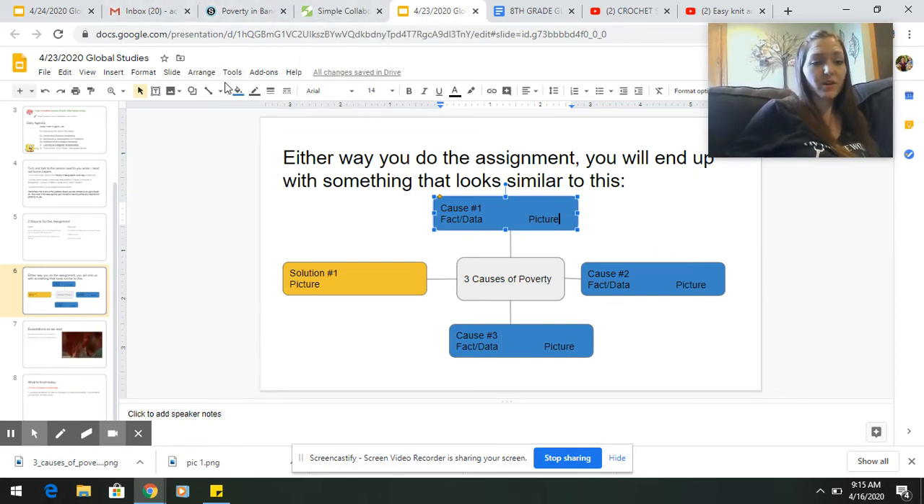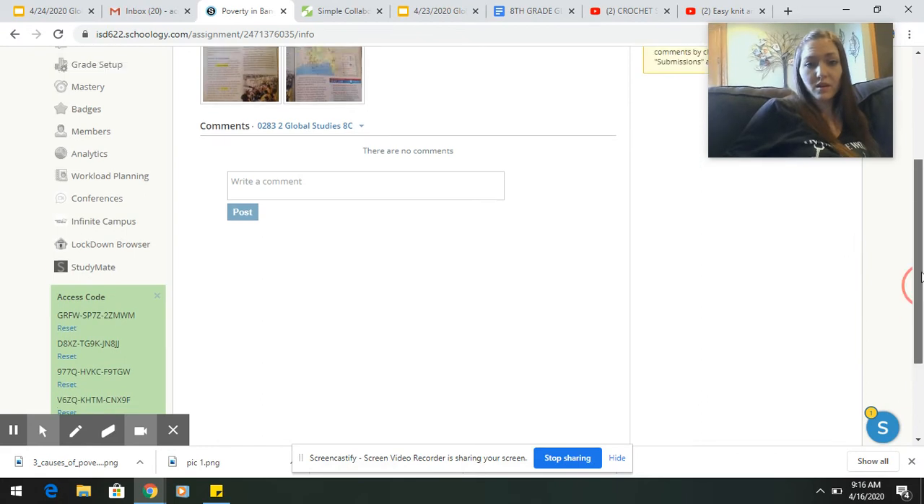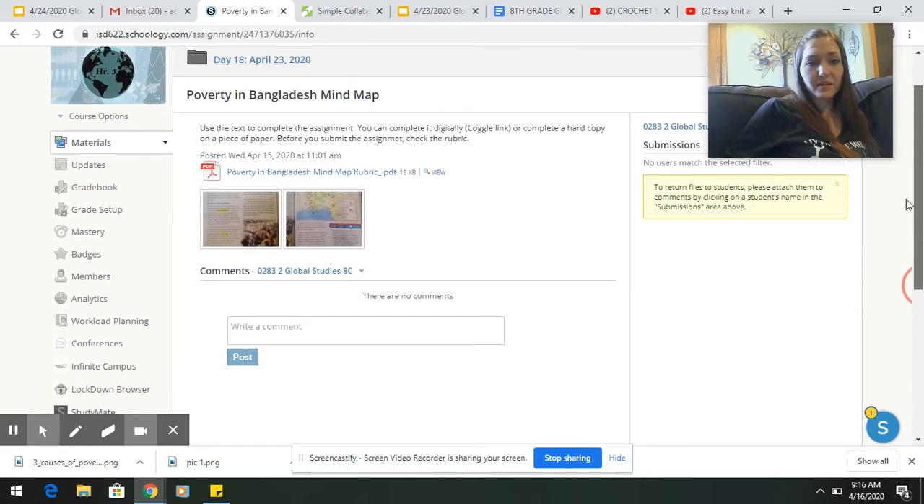All right, when you're all finished, you will just upload your assignment to this Poverty in Bangladesh mind map. If you chose to do this on a piece of paper, just continue reading and looking for 2 other causes, facts, and data to back those up. Add your pictures, and then one solution with one picture.